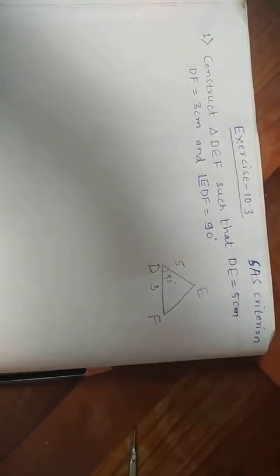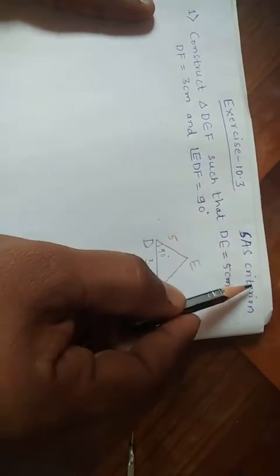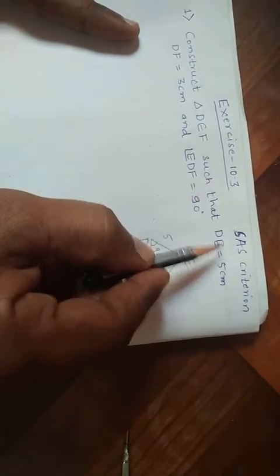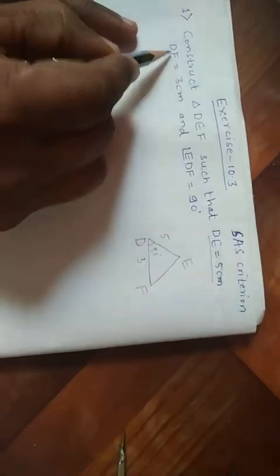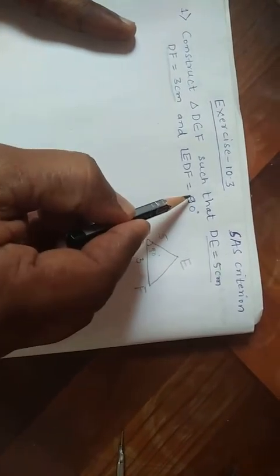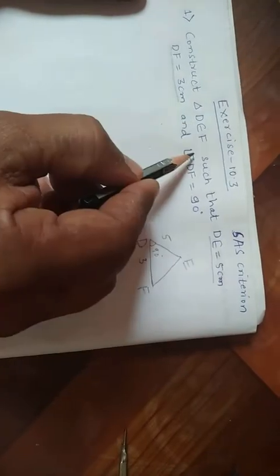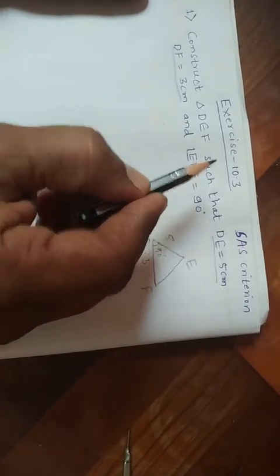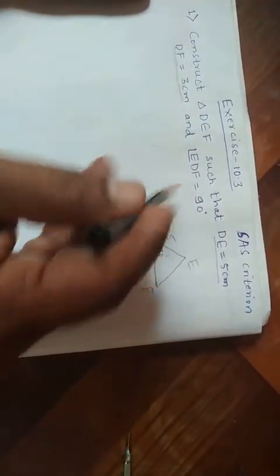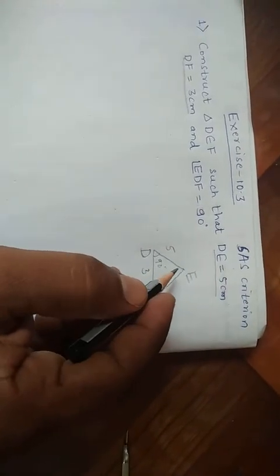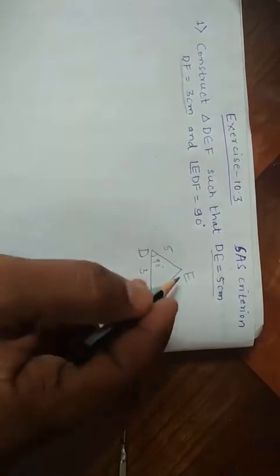Next, see the problems of exercise 10.3, students. All these problems are based on the SAS criterion. It means in these problems they give us 2 sides, this is the first side and this is the second side, and they give one angle, side angle side. So using all these we have to construct the triangles. Here I drew a rough diagram, that is DEF.